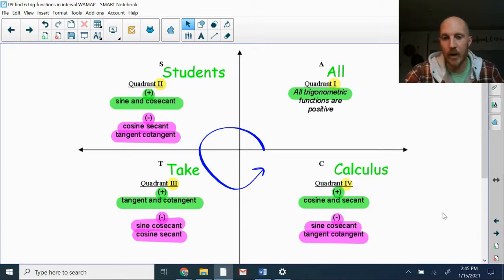All right, so all students take calculus, this acronym, reminds us which of the trig ratios are positive in these 4 different quadrants. All of them in quadrant 1, sine and cosecant in quadrant 2, tangent and cotangent in quadrant 3, cosine and secant in quadrant 4.